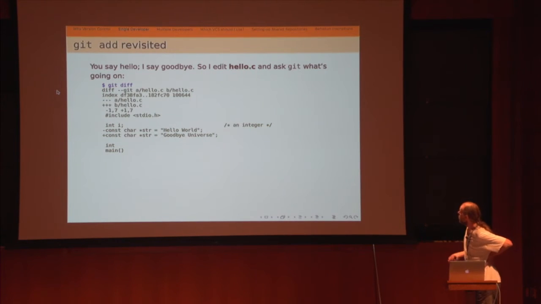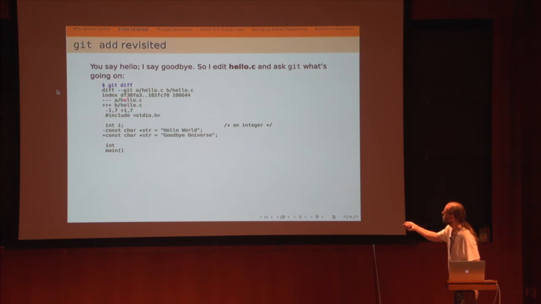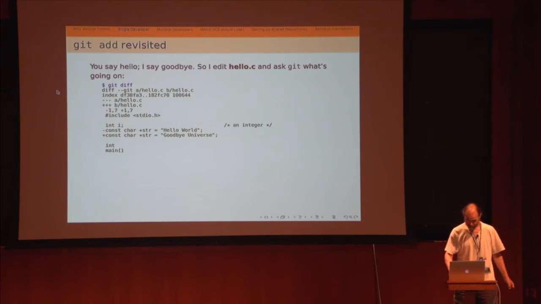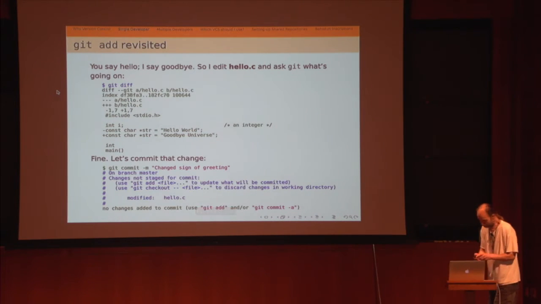I edit hello.c and I ask Git what's going on. And the answer is git diff, and it says, well, what you really wanted to know was the difference between these two files. It's just the way it does it. These are some SHAs, that's a file, that's a permission, that's 644, read, write, read, read. And it tells me that what I've done is I've changed hello world into goodbye universe. No problem.